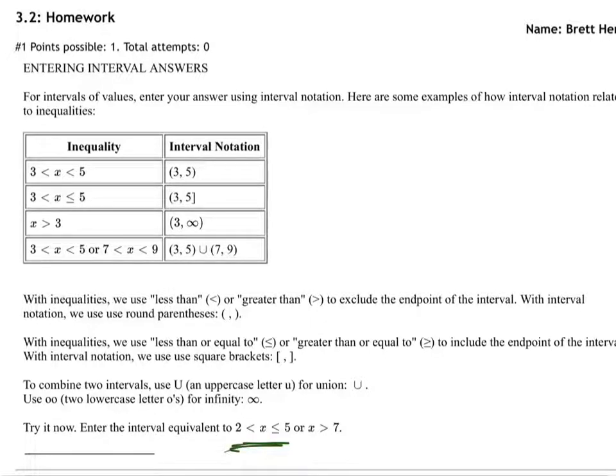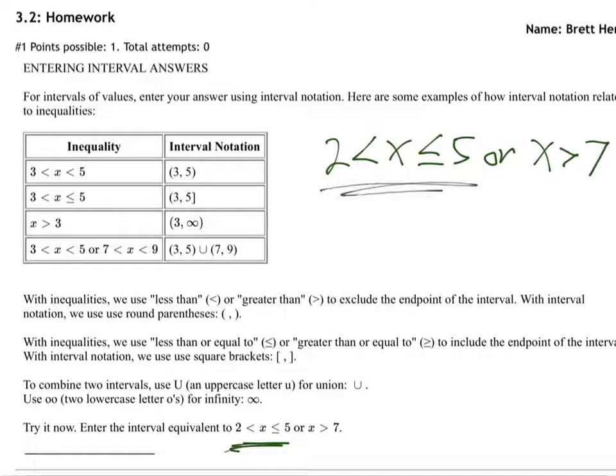So can you see it? I'll bring it out a little bigger here. It's saying this right here, or, oops, sorry, I made that kind of big. Okay, so this or that. So how would you put that in as an interval?